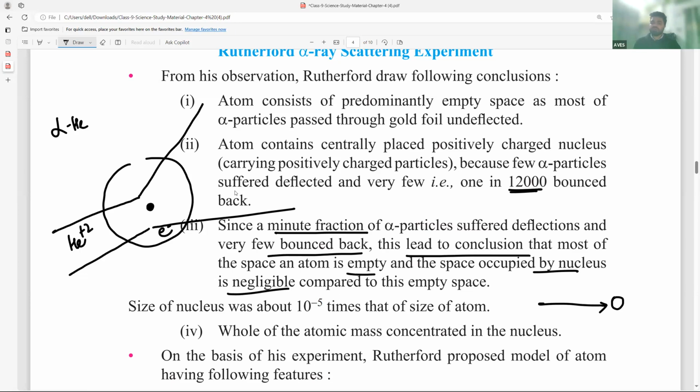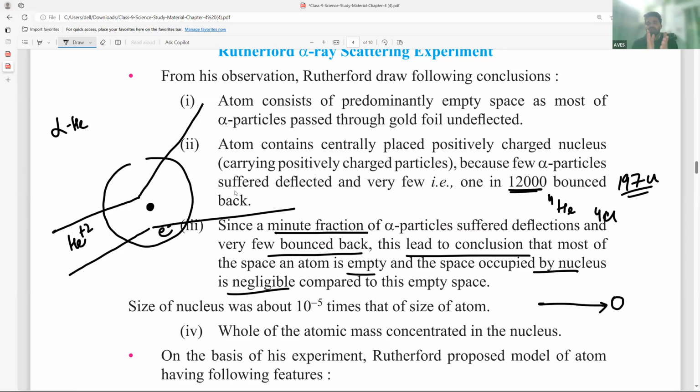For example, gold is going to have mass 197, and helium is going to have mass only 4u. So just imagine you are having a 4 kg substance, like a stone in your hand, and you hit a car. Will the car repel, or will the stone bounce back towards you?